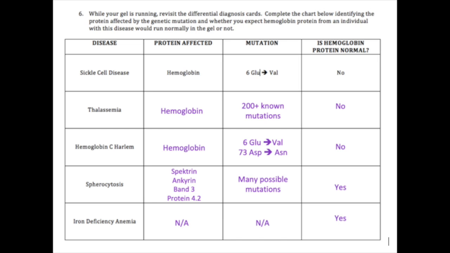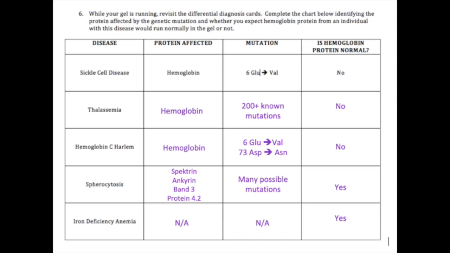Spherocytosis is caused by mutations to the spectrin, ankyrin, band 3, or protein 4.2 gene. Those are all involved in making the cytoskeleton of red blood cells. To date, many different mutations in these different genes are known to cause this disease. Notably, hemoglobin is not one of the proteins affected during spherocytosis. Therefore, hemoglobin should run normally through the gel if the individual has spherocytosis.